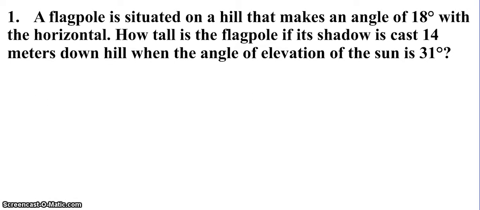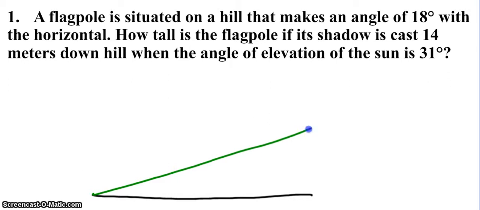Well, first thing we need to do is draw a picture. Alright, so how do we draw a picture? Well, we're going to start with the hill. So if I have horizontal, then this is going to be my hill. And I know that that makes an angle of elevation of 18 degrees. So I know this is 18. And then I have the sun. So that's this fireball in the sky. He's got a fang. And then I have a flagpole. So pole for the flag.